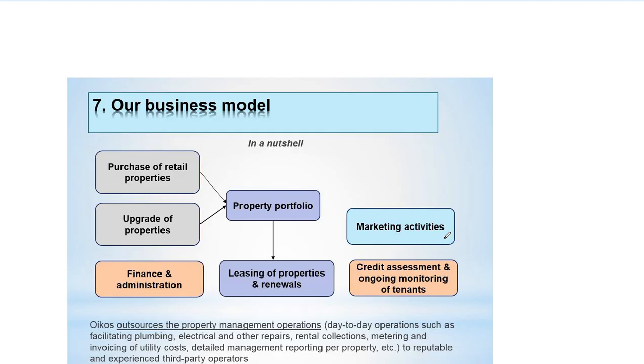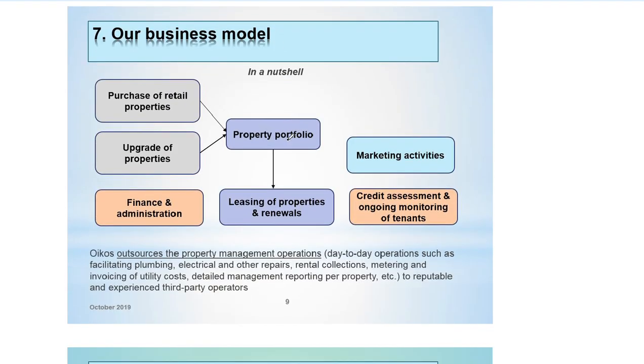And there's credit assessment and ongoing monitoring of tenants. The main purpose of that division is to ensure that if there's a new tenant that needs to be enrolled, they do a credit assessment to see the kind of tenant they are. Do they normally pay their rent? If they don't pay their rent, they wouldn't want to associate themselves with them. And then ongoing monitoring of tenants is also to ensure that they are paying, and paying on time. If they're not paying, they need to know what challenges the tenants might be experiencing.